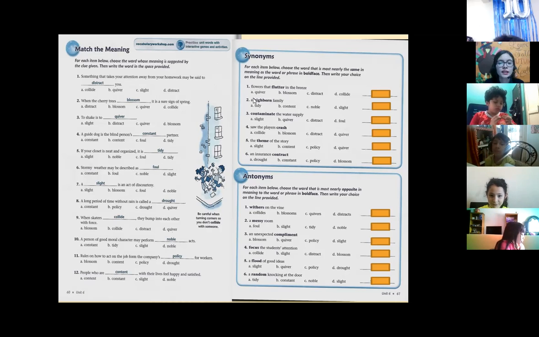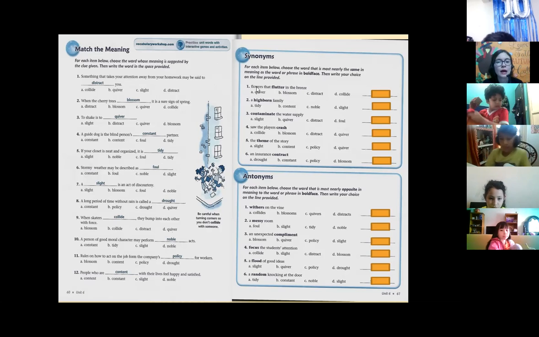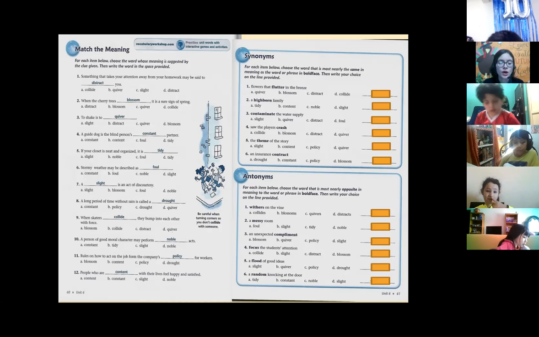Remember the synonyms. You have to find the synonym for the word flutter, that is number one. So you need to check if it is quiver, blossom, distract, or collide. How can you know the meaning of flutter? By the context also. Flowers that flutter in the breeze. You can look for the synonyms for this word, or by the context you realize what is the answer of number one. Who has the answer of number one, the synonym for flutter?